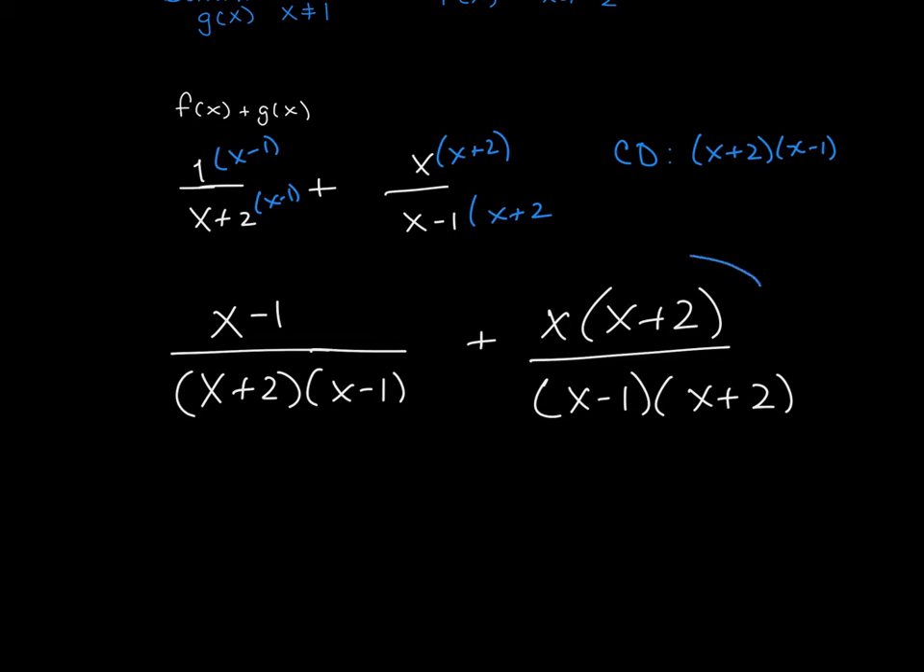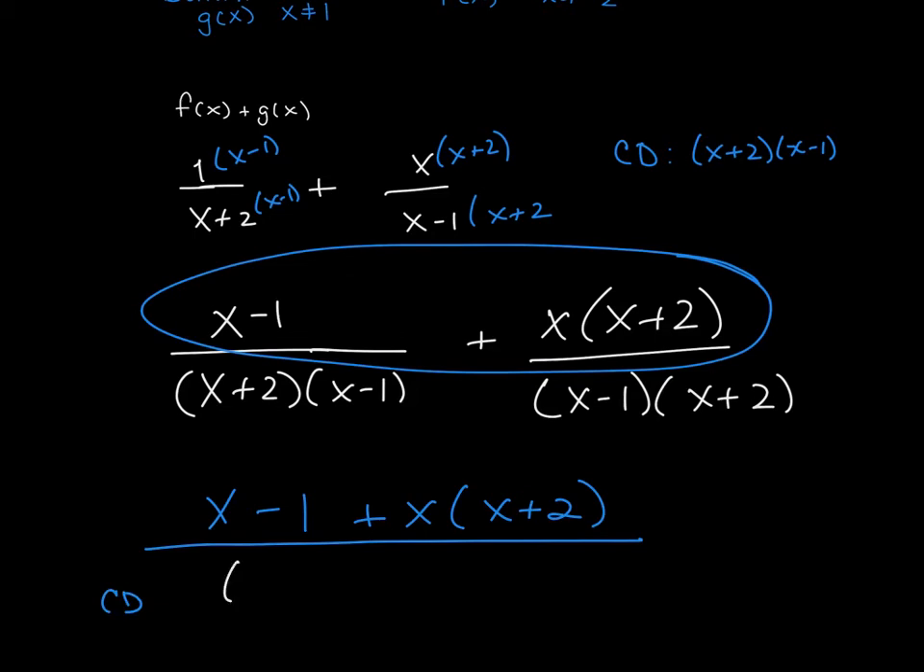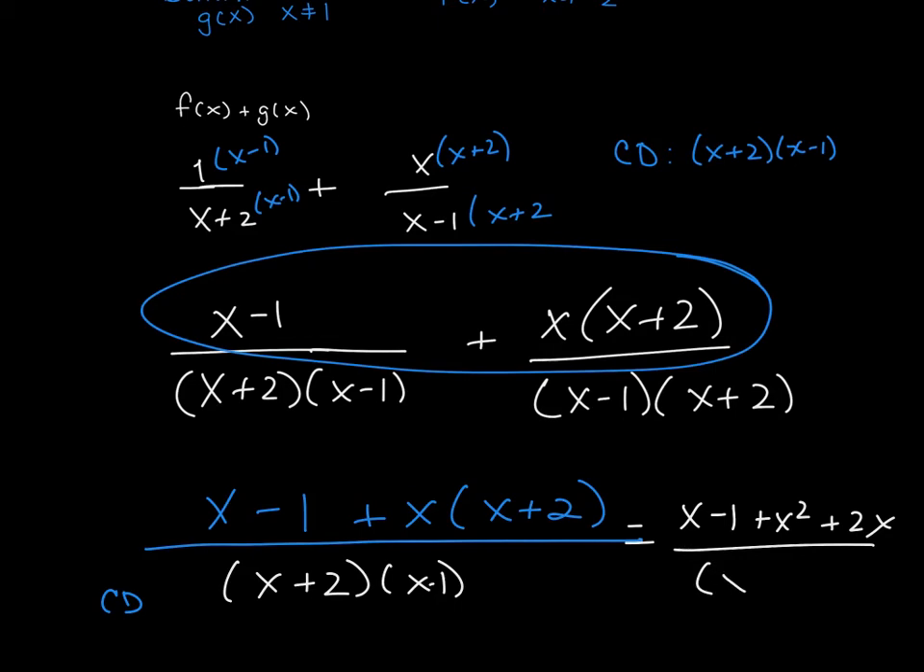So when you're doing these, add your numerator together, which is going to be x minus 1 plus x times x plus 2. That's all over our common denominator, and our common denominator was just x plus 2 times x minus 1. Now I just multiply the numerator out and combine my like terms. That leaves me with x minus 1 plus x squared plus 2x. Yes, you must simplify.